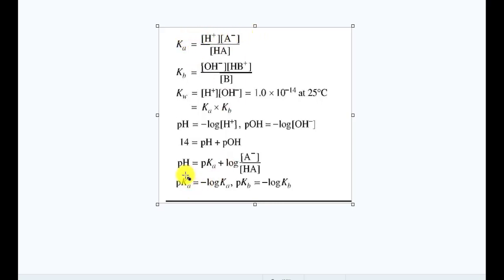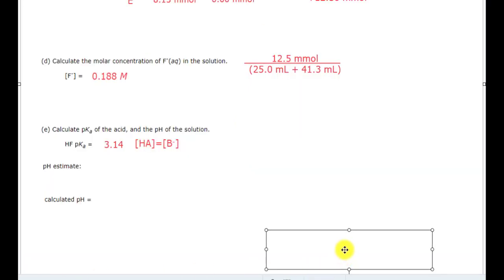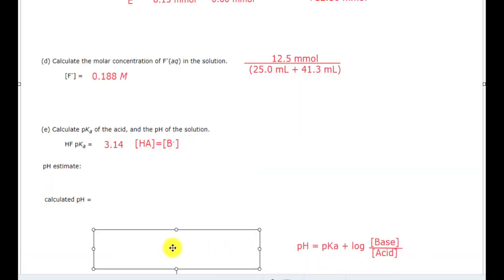The pH is equal to the pKa. That makes sense. And there's our Henderson-Hasselbalch coming back again. But here, let me bring it up where we can see it. Here it is. pH is equal to the pKa plus log of the base over the acid.